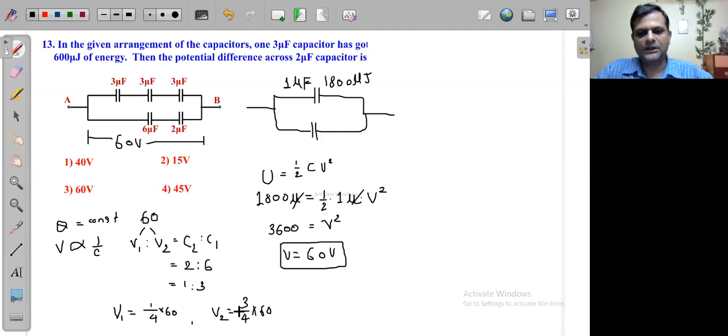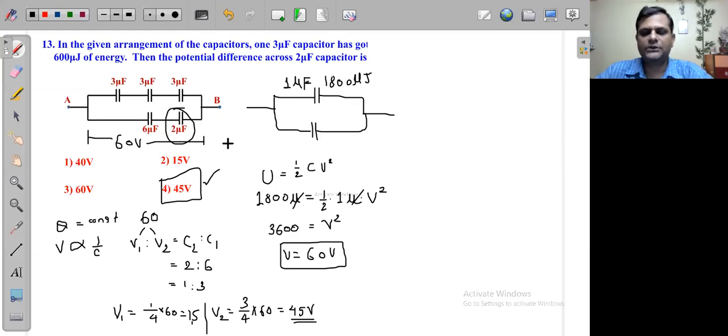That means 4 15s are 60, so V1 will be 15 volt. At the same time, V2 is going to be 15 3s are, that means 45 volt. That's all we have found out. So 2 microfarad capacitor के across का potential difference कितना है? 45 volt, जो कि यहाँ पे fourth option में present है, and that is the correct option.